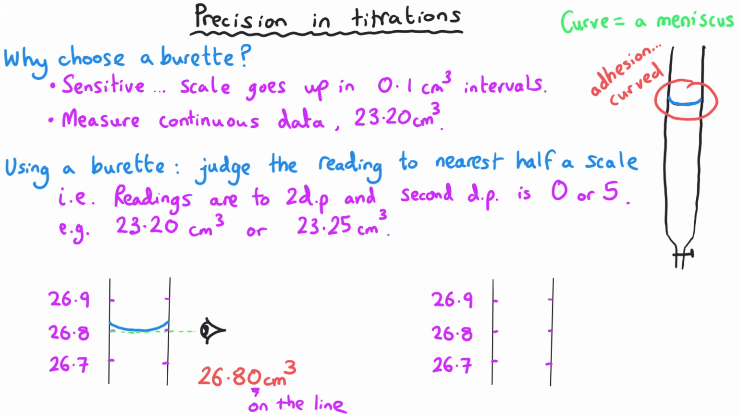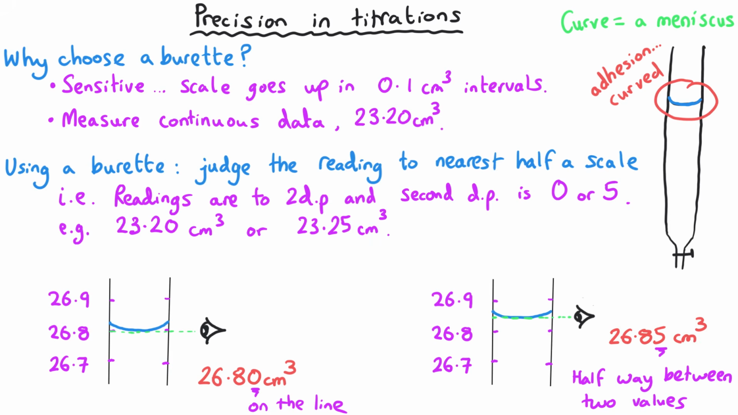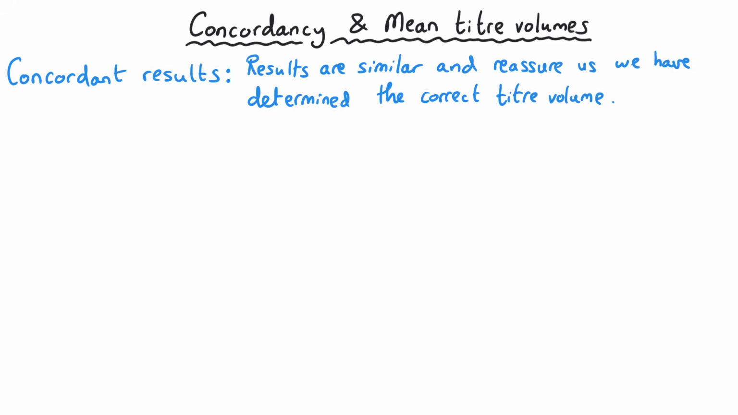And so we say that the reading is 26.80. In this second example, we've got the same region in the burette, but the curve of the meniscus is more like halfway between 26.8 and 26.9. And so in this instance, we say that the reading is 26.85 cubic centimetres. This additional precision allows us to be all the more confident that we're getting close to our true answer for our titration.